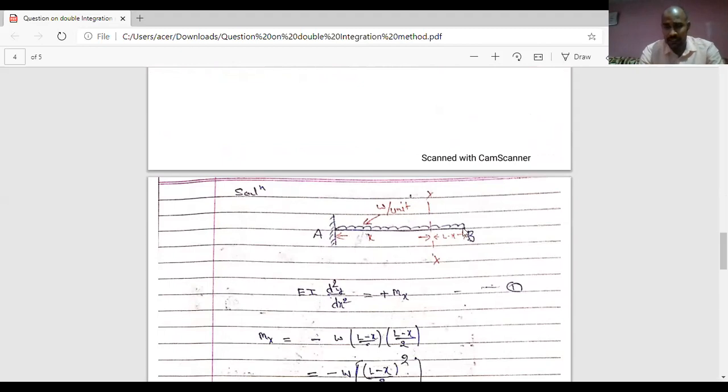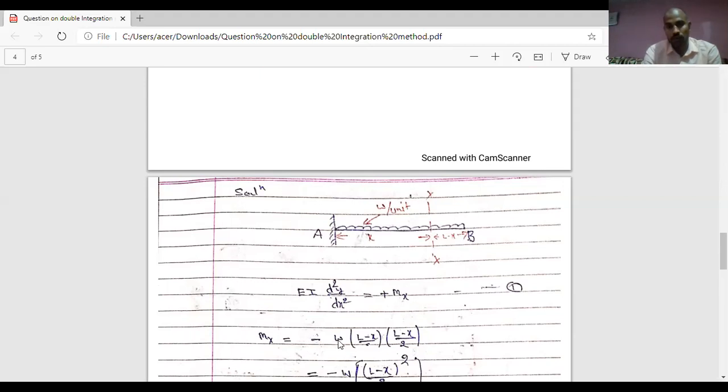Here we find theta B and delta B at the free end. As per the previous question, the same steps will be followed. First we utilize the curvature equation. The curvature equation is EI d square y by dx square equal to Mx. Here we find Mx, the moment about any section XX. So we find the moment of the uniform distributed load. What is the moment? Load into perpendicular distance.